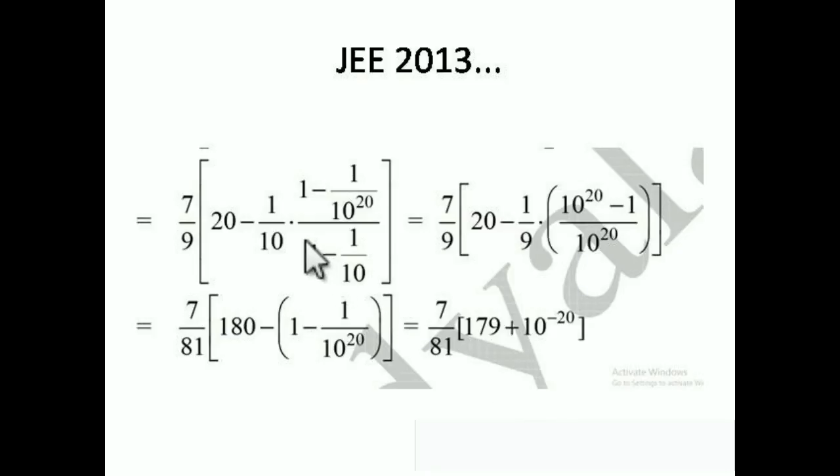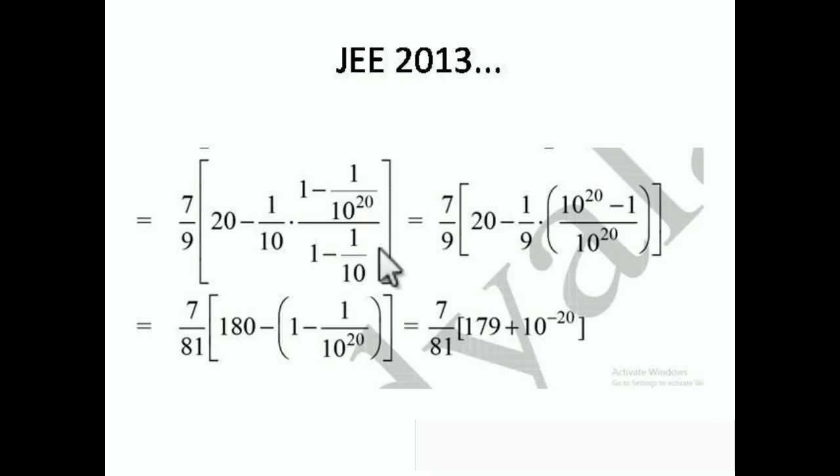If a is given and r is given, if r is less than 1, the formula is a into 1 minus r to the n upon 1 minus r. So here it's a times 1 minus r, that is 1 by 10 raised to n. n is 20 because we are finding the sum up to the first 20 terms. So it's 20, and 1 minus r, that is 1 minus 1 by 10. Just simplify this and you will get the answer.